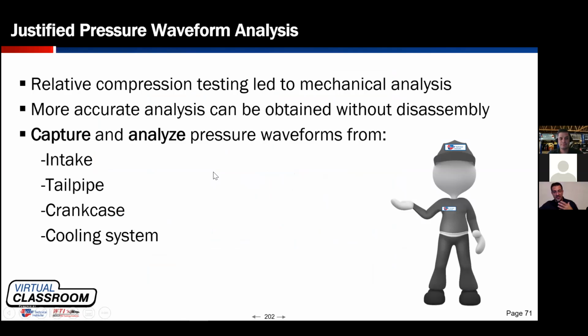So relative compression testing, in almost all cases, leads me to mechanical analysis by way of the pressure transducers and the lab scope. And the reason being is it gives me justified reason to invest more time, and it's even better than disassembly. So I'll capture and analyze data from the intake, the tailpipe, the crankcase, the cooling system. Sometimes I do all four at the same time, right, Brand? I've got an 8-trace lab scope at my disposal. I could capture all this and ignition and crankshaft position sensor. I could put these probes anywhere I want.